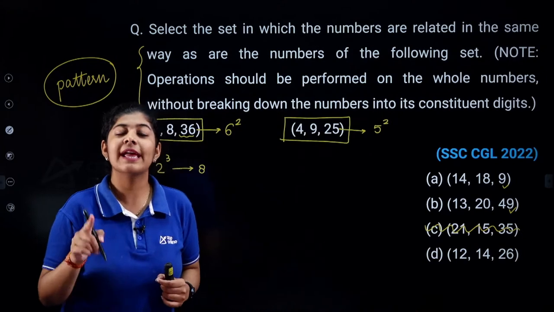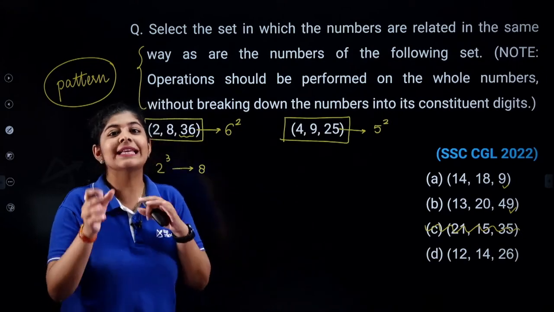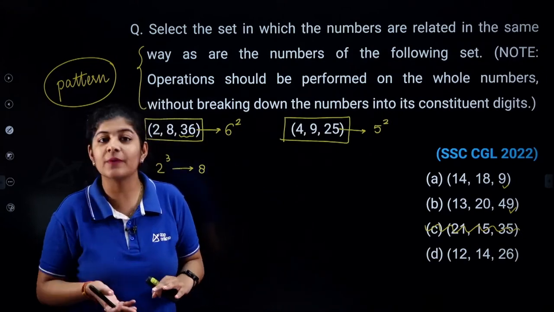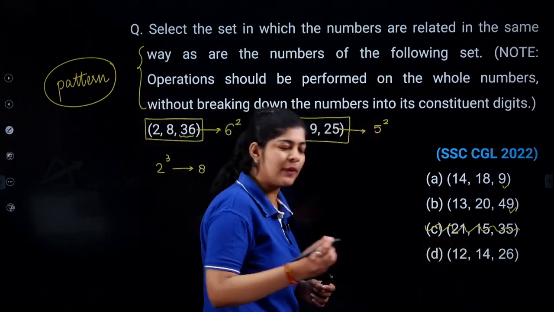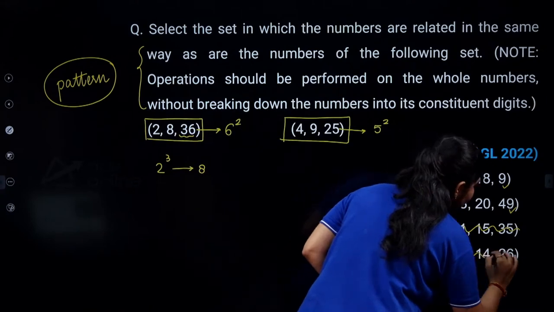This approach is our elimination approach. Basically, this approach will increase your accuracy in your examination. Is 26 a perfect square? No. So just simply eliminate this option as well.